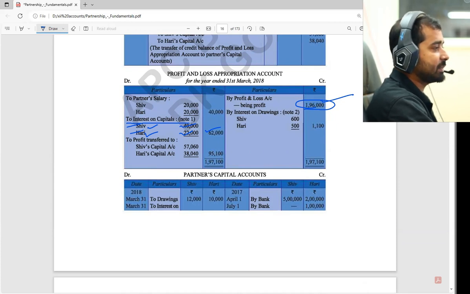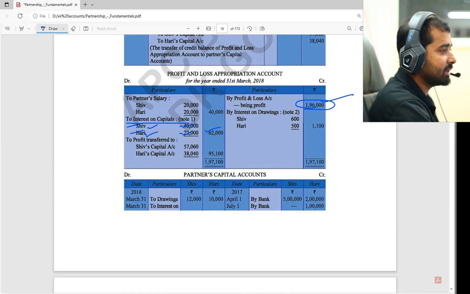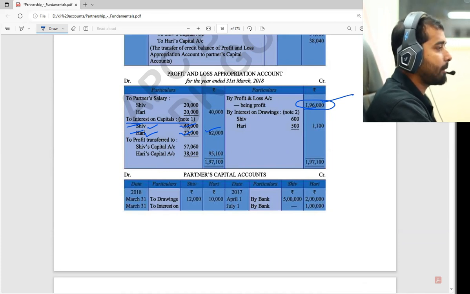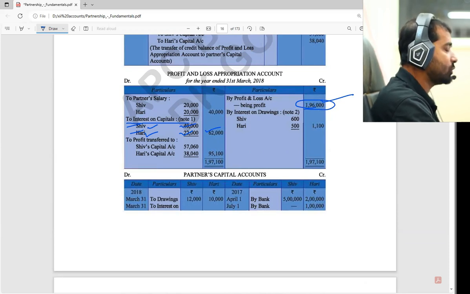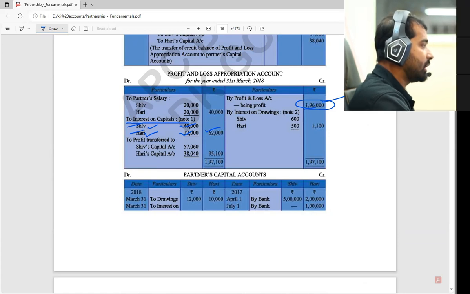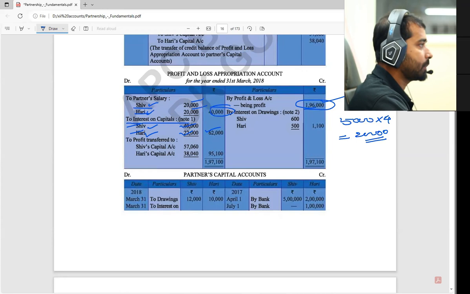Apart from this, any other expenses that the firm has incurred for partners? See the question and tell me. Salary. Salary for both, right? Per quarter. Now for Shiv and Hari, 5,000 per quarter into how many times? 4 times, because 1 quarter means 3 months, so in a year 4 times. 4 into 3 is 12 months. So Shiv 20,000, Hari 20,000. That's it. Clear? 40,000.